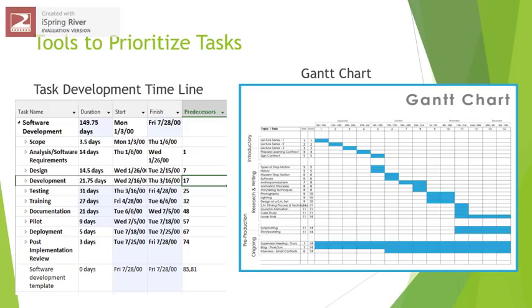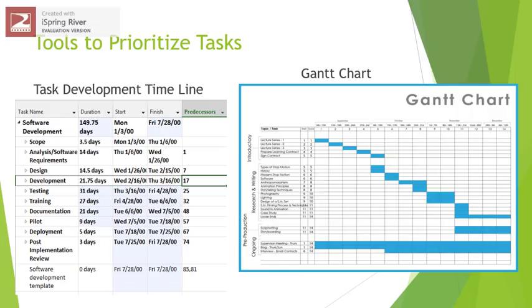More tools used to prioritize tasks are task development timelines and Gantt charts. These tools are very similar to each other, but are distinguished by a few differences. A task development timeline shows a task that needs to be completed, along with the time frame that it needs to be completed in.